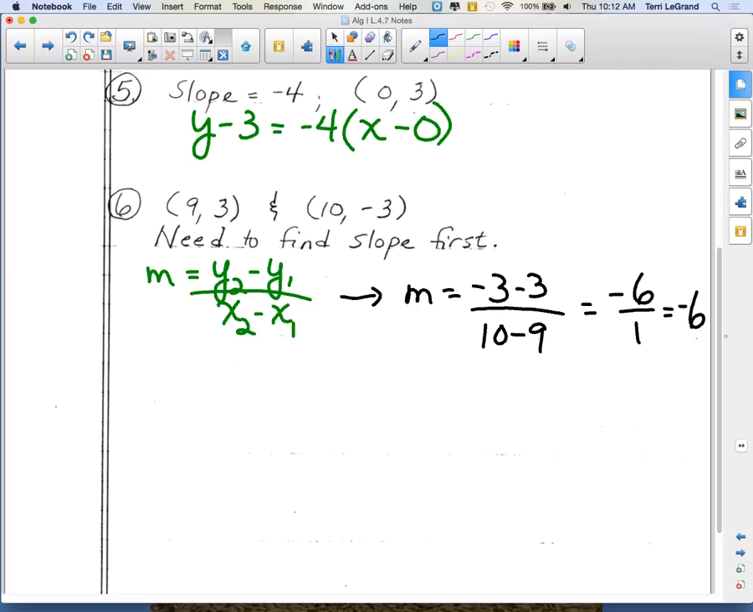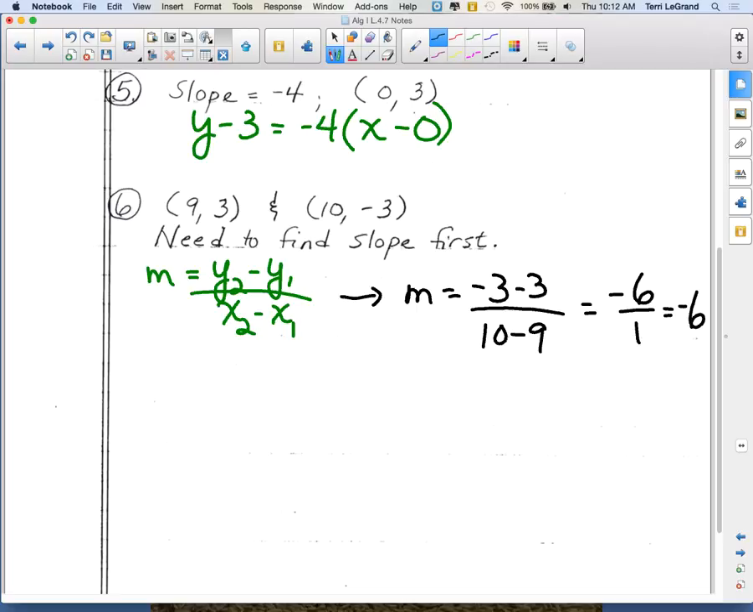I get -6. What do you get? Anybody use this one as your starting one and you did 3 take away -3 and 9 take away 10? Because you could. Then you did positive 6 over -1, which is still a -6.